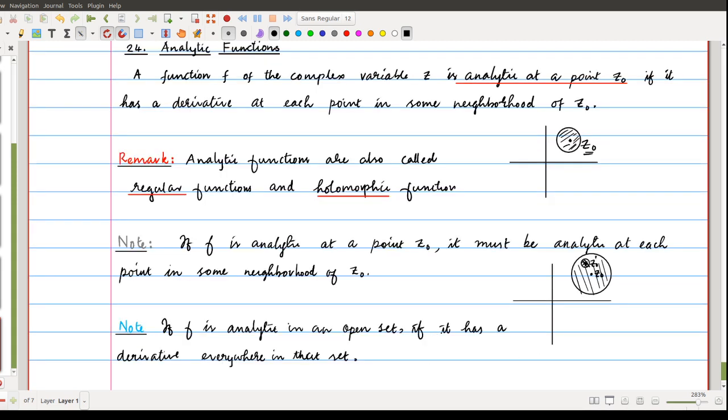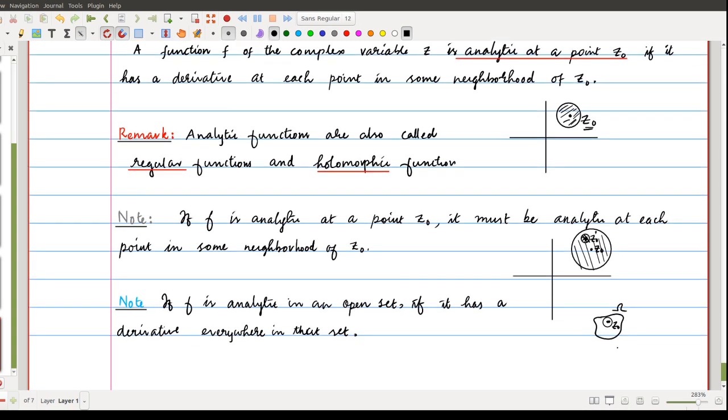Now we have analyticity in an open set. In order to say that f is analytic in an open set, f should be analytic at every point of that set. So if omega is an open set, then in order to say that f is analytic on omega, we choose an arbitrary point z0 from omega and show that f is analytic at this point. That means f is analytic at every point of omega, then f is analytic on omega.